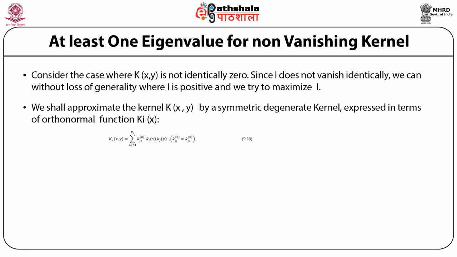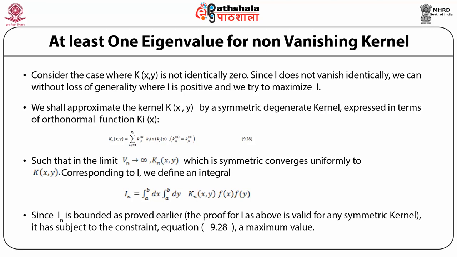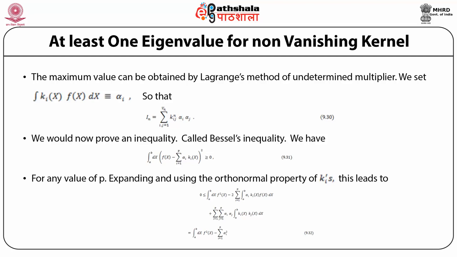K_n(x,y) we write as the sum over i and j from 1 to v_n of K_ij^n multiplied by psi_i(x) psi_j(y), where K_ij^n is equal to K_ji^n, such that in the limit v_n goes to infinity, K_n(x,y), which is symmetric, converges uniformly to K(x,y) corresponding to I. We define an integral I_n, which is a two-dimensional integral dx dy from a to b of K_n(x,y) multiplied by f(x) and f(y). Since I_n is bounded as proved earlier, subject to the constraint of the equation given in 9.28, it has a maximum value. Then the integral I_n is written as a sum over i and j from 1 to v_n of K_ij^n alpha_i alpha_j.